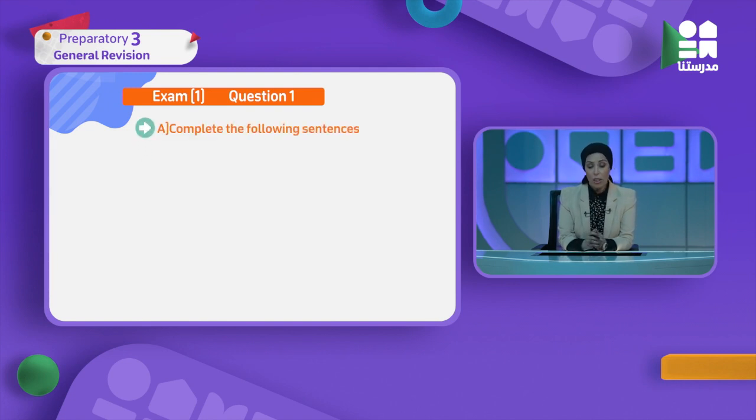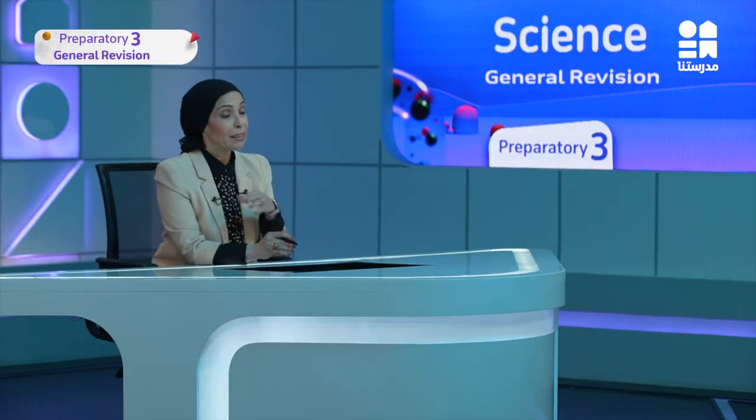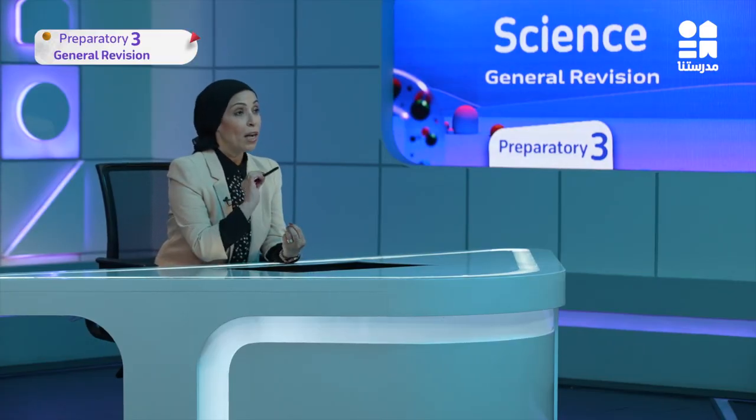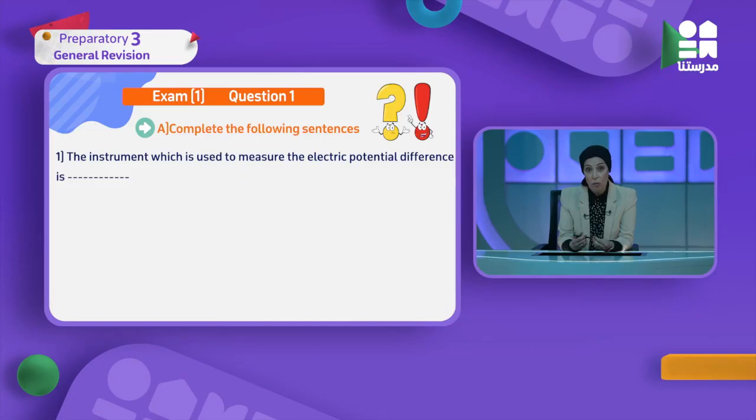Number 1, the first question says complete the following sentences. The instrument which is used to measure the electric potential difference is... Now, there are many devices, so we are going to underline the physical quantity he wants to measure, and then I'm going to know the device. So we underline here potential difference, and we all know that the potential difference is measured by a device called a voltmeter, so the answer is voltmeter. Okay, try to answer alone before I give you the answer.